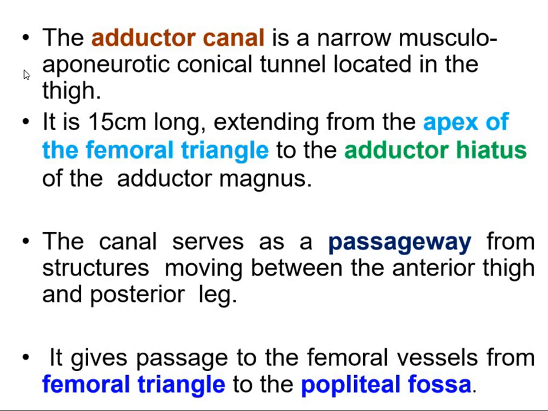your adductor hiatus. Okay, so the adductor hiatus is nothing but a gap which is formed in the adductor magnus muscle. It is a very bulky muscle of the medial compartment of the thigh. We will be dealing with this muscle in detail later in the lecture. Okay, so the canal serves as a passageway for the structures which are moving from the anterior compartment of the leg to the posterior compartment of the leg. Okay, so it is a passageway or the pathway. So it gives passage to the femoral vessels from the femoral triangle to the popliteal fossa.